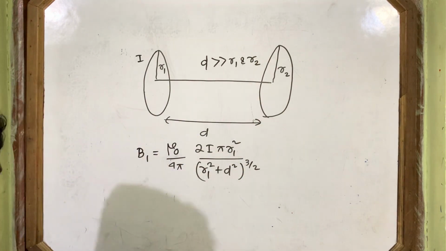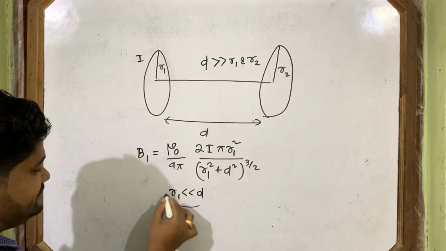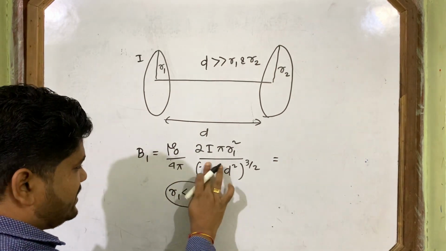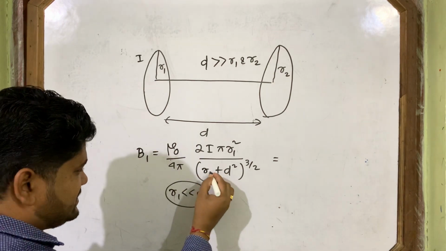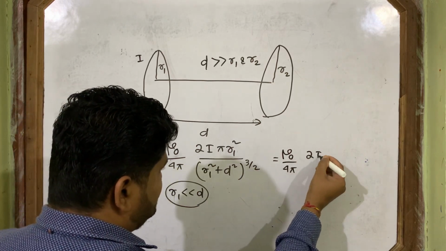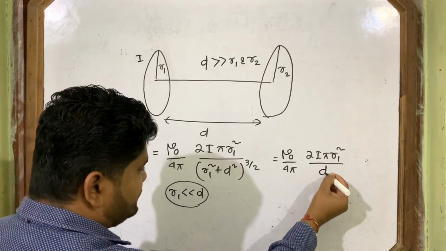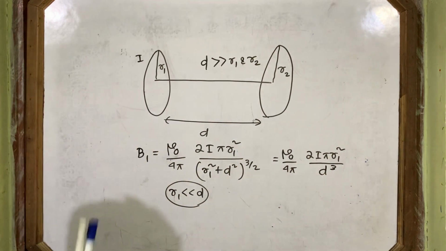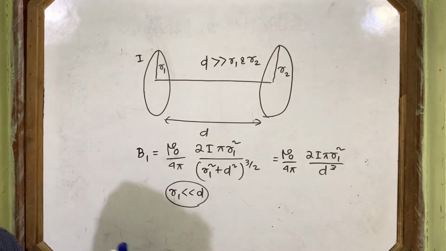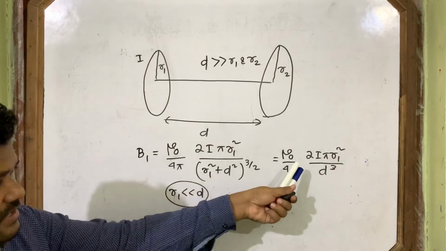This is the formula. But as R1 is very much less than D, using this condition, this expression is converted: we can omit R1 square from here. So mu naught by 4 pi, 2I pi R1 square divided by D cube, at a large distance. But in the numerator I can't neglect. In multiplication you can't neglect any quantity, remember, but in addition you can neglect. So using this condition, this converts to this.